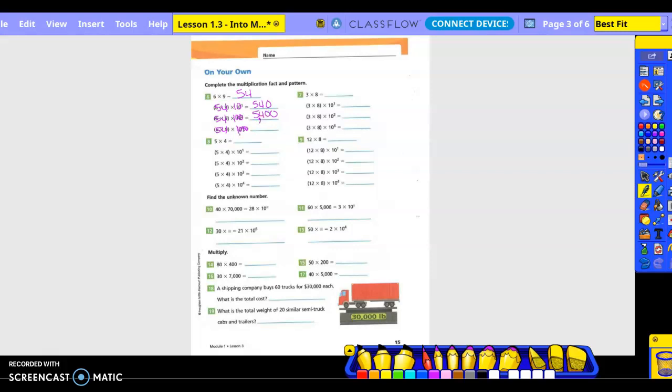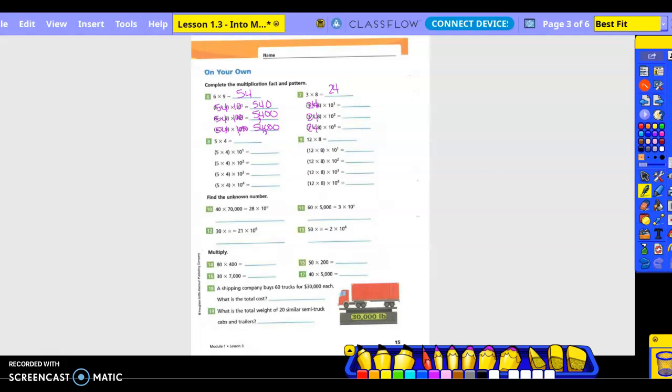Is 1,000. So I'm going to write 54 with 3 zeros. Come back 3 places from the right, and my answer is 54,000. 3 times 8 is 24.